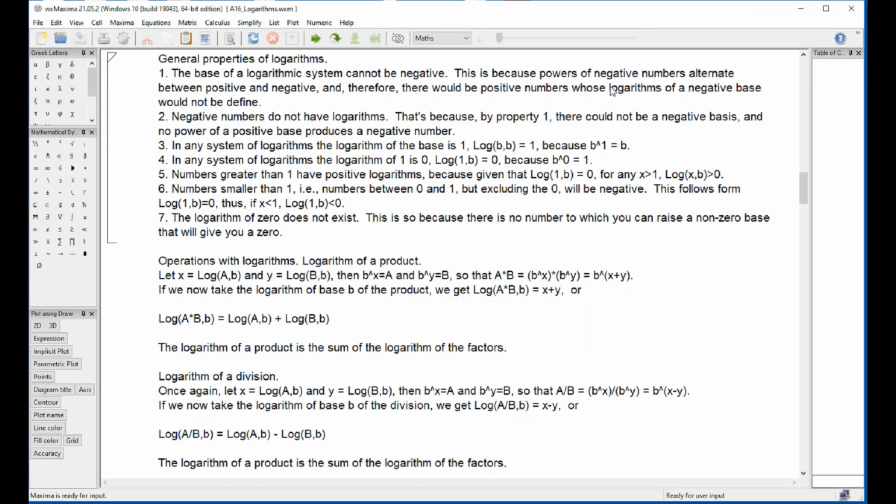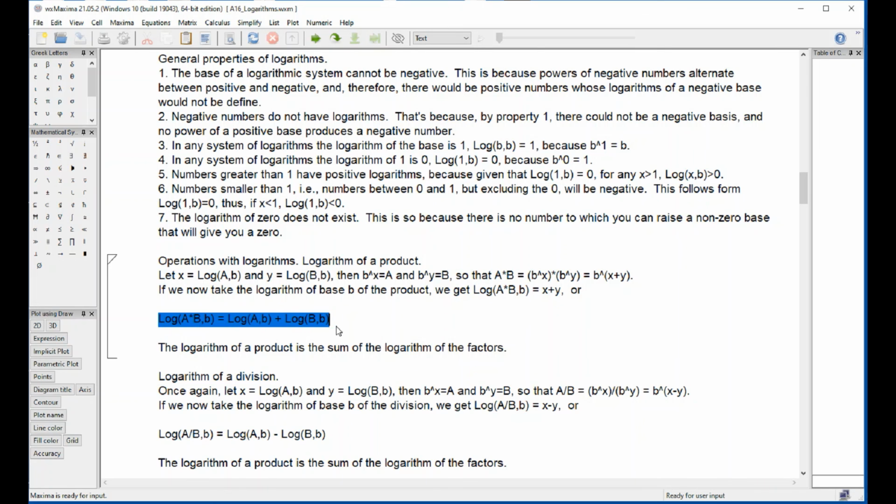Basically it says negative numbers don't have logarithms. The logarithm of the base is equal to 1. The logarithm of 1 is 0. Numbers that are greater than 1 have positive logarithm. Numbers smaller than 1 have negative logarithm. And the logarithm of 0 doesn't exist.